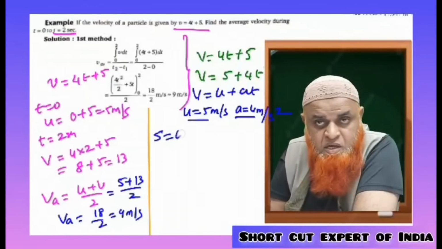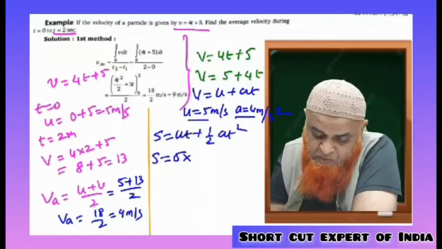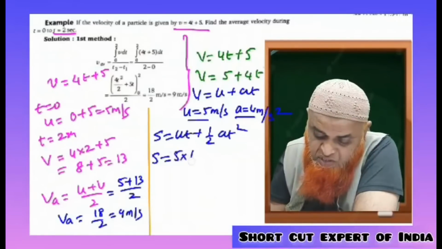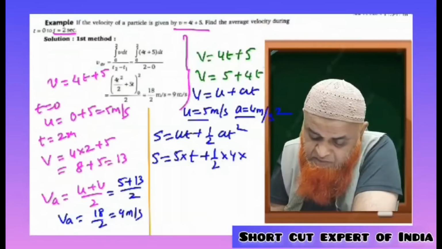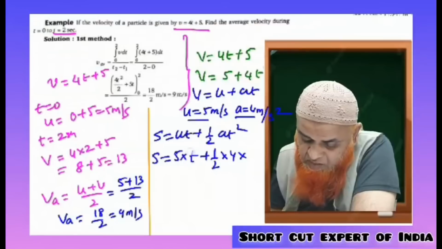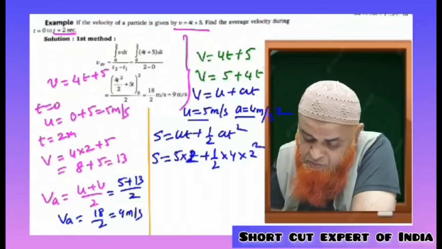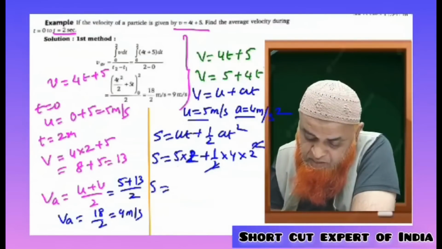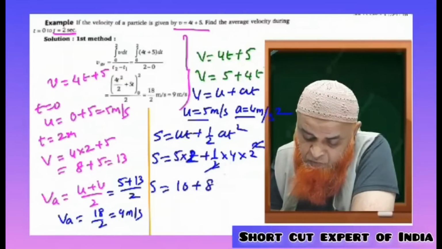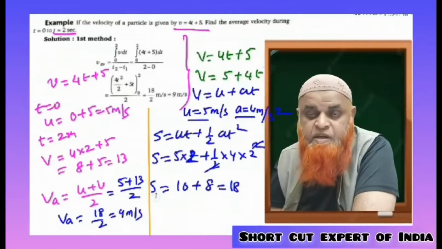That's it. You can find out the displacement here. Displacement is equal to ut plus half at square. So s is equal to u, which is nothing but 5, into t. So after 2 seconds it is going to be 5 into 2 plus half into a, which is 4, into 2 square. So 2 gets cancelled here. What is left now? S is equal to 5 into 2, which is 10, plus 4 into 2, which is 8. That is going to be 18. So we're getting displacement as 18.